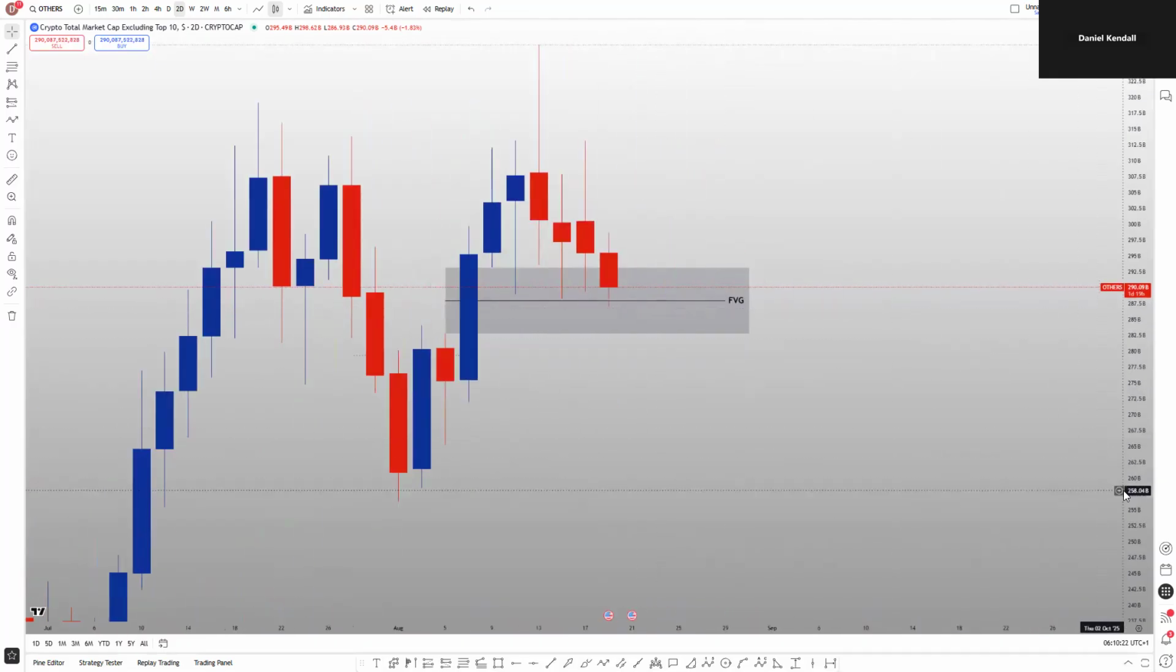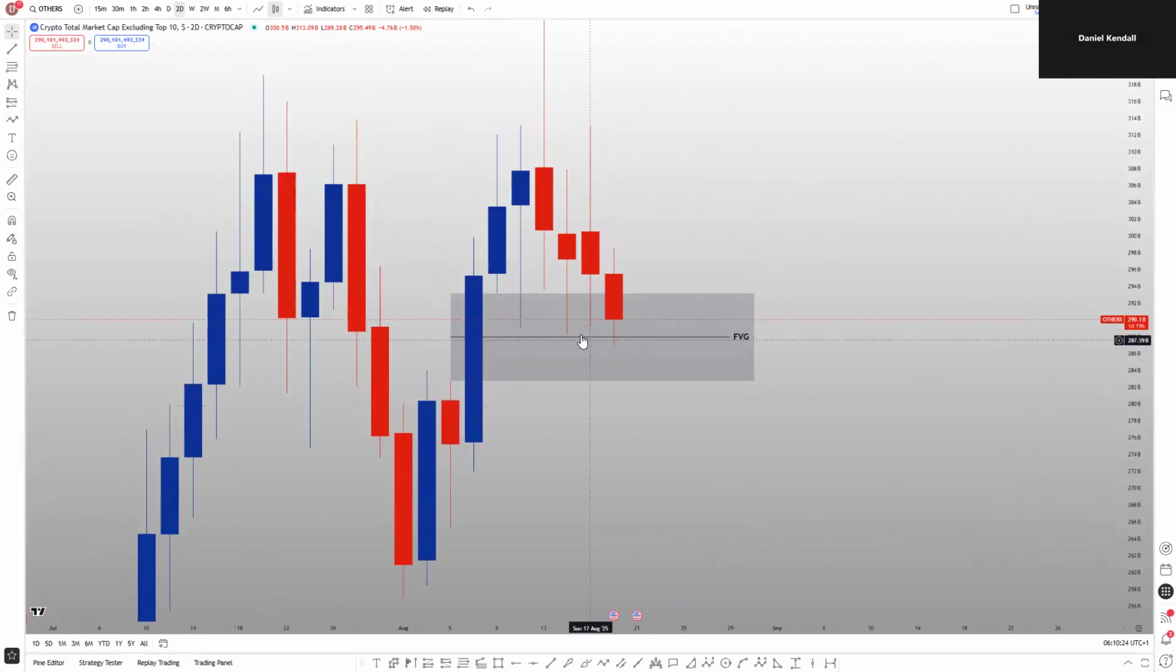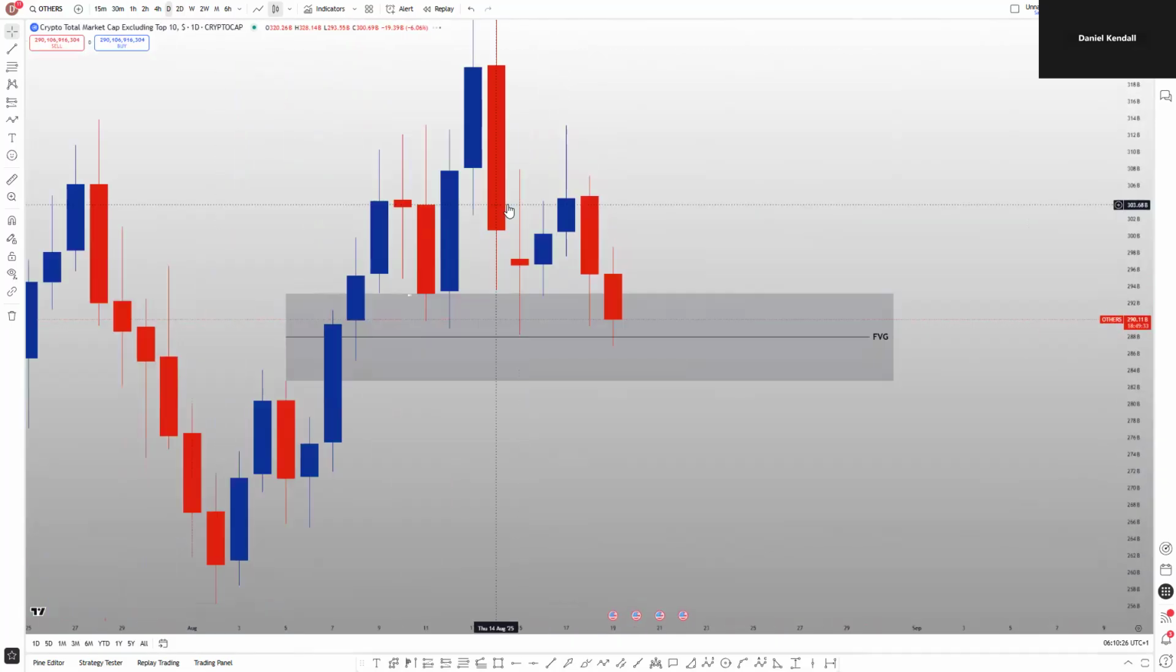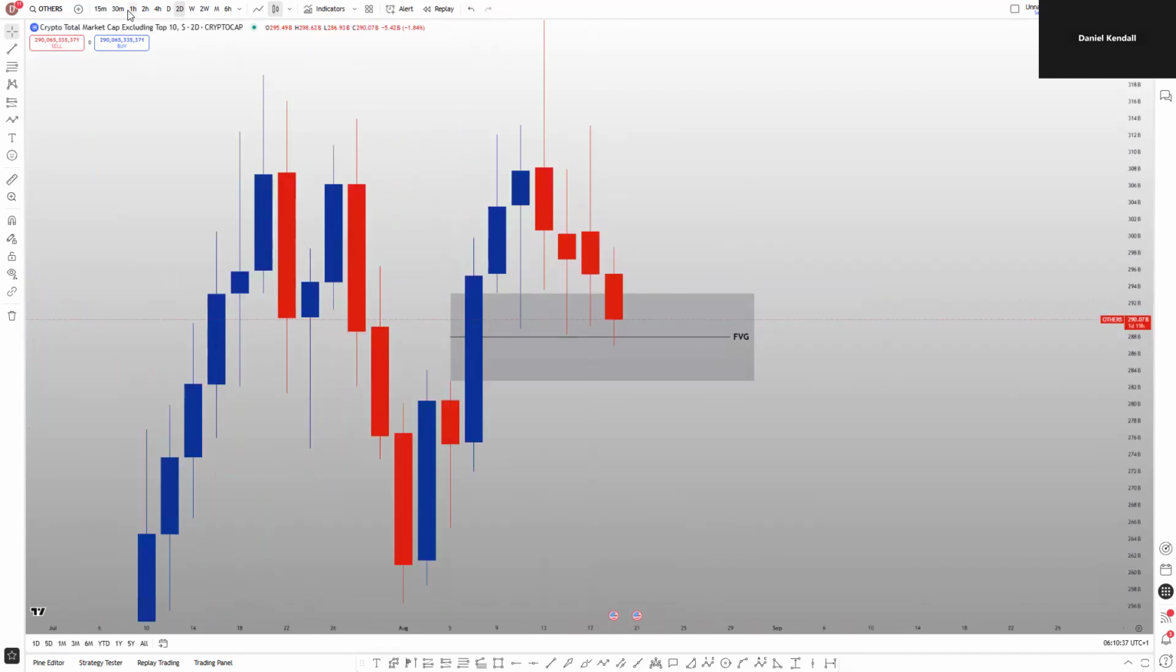Okay, it's sweeping the previous day's low as well. So if we go to the 1-day chart, we're sweeping all these previous day lows into this fair value gap, rebalancing this fair value gap. So we're likely to get a turn here if we get the shift on the lower time frames. You drop down to like the 15 minute, the 5 minute, and look for a shift.